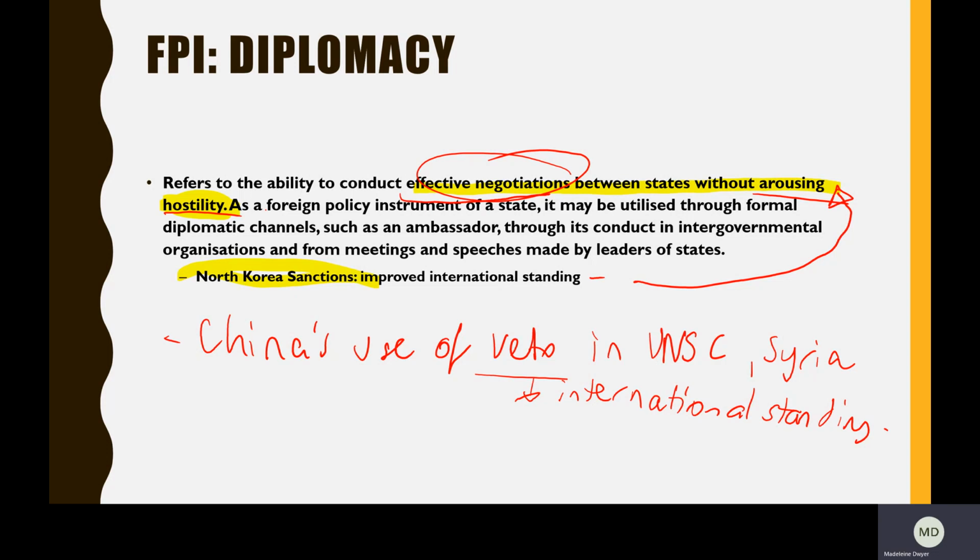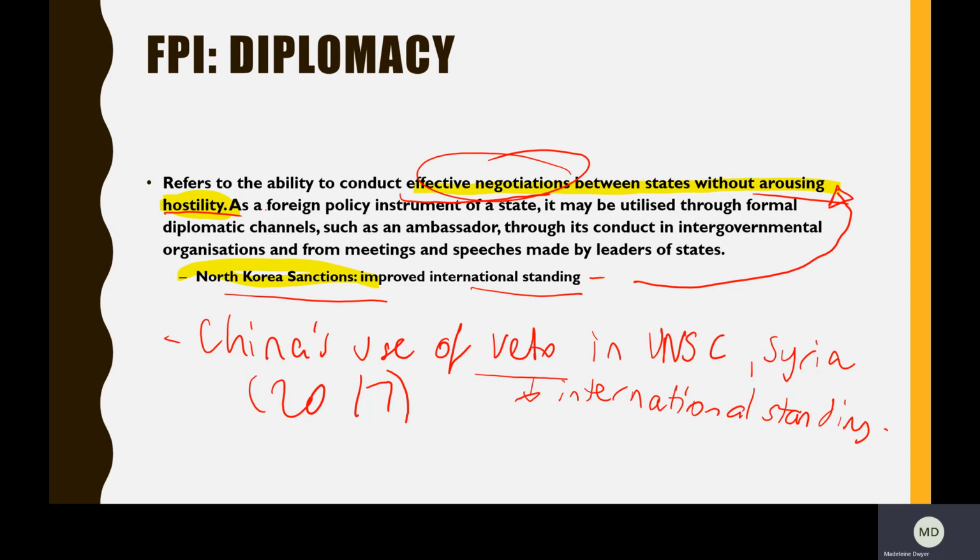But I think the North Korean sanctions are good at showing how diplomacy was used to achieve international standing, and that it didn't promote hostility between China and the rest of the world. Whereas a failed use of diplomacy was China's use of veto in the Security Council in 2017 when discussing chemical weapons against Syria.